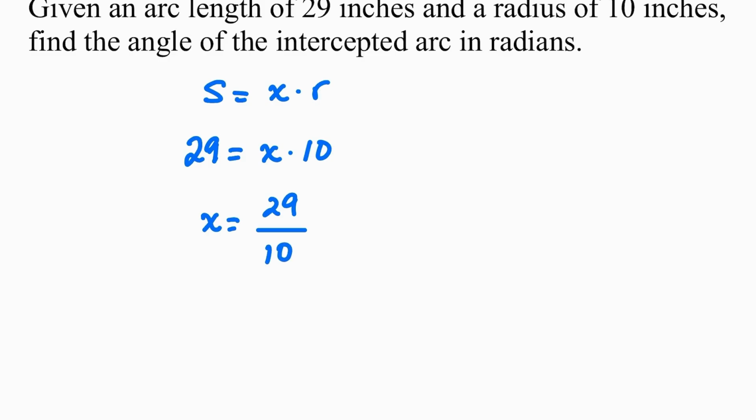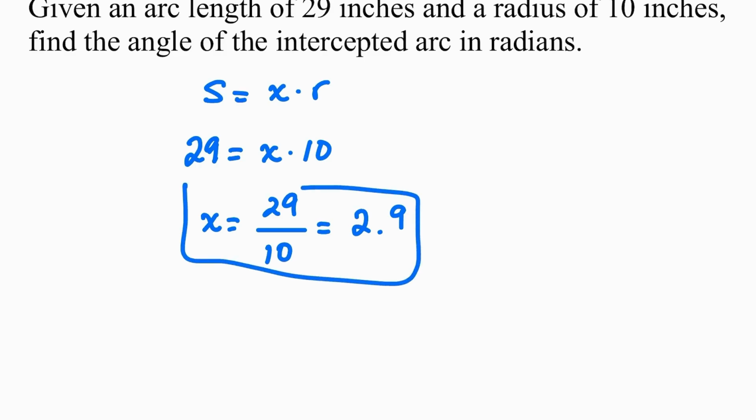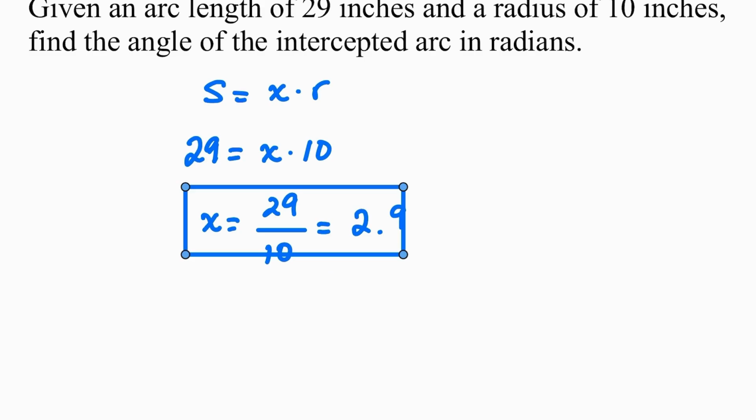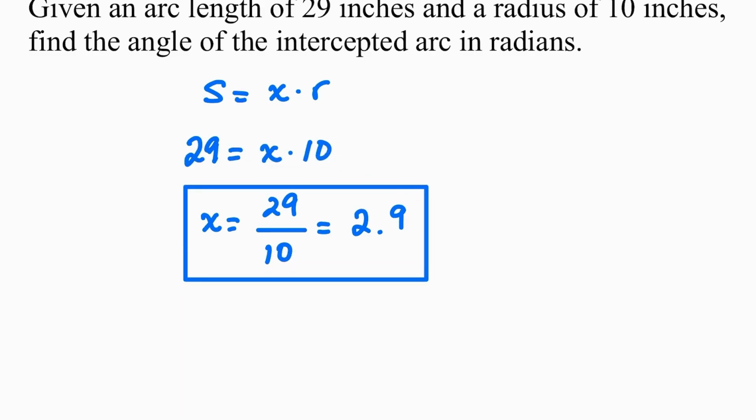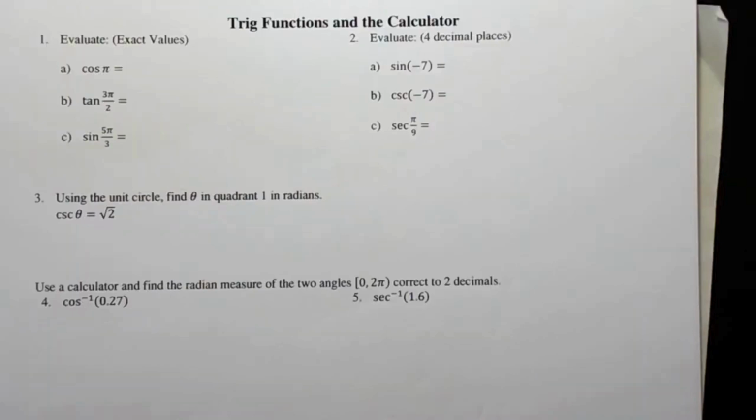If you're the kind of person that wants to put this in decimal form, that's fine. You can put 2.9. And remember that radians are unitless, so you do not need to put units on here. You just box your answer, and that's it. All right. In the play posit, I'm going to have a question for you to answer these.